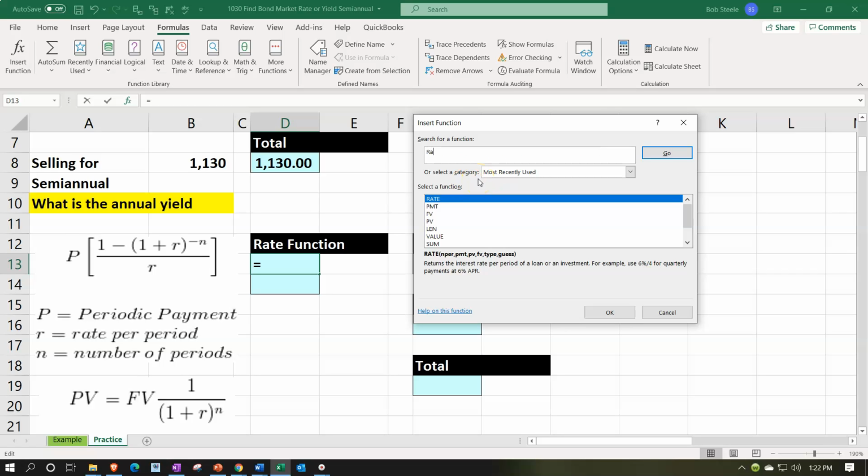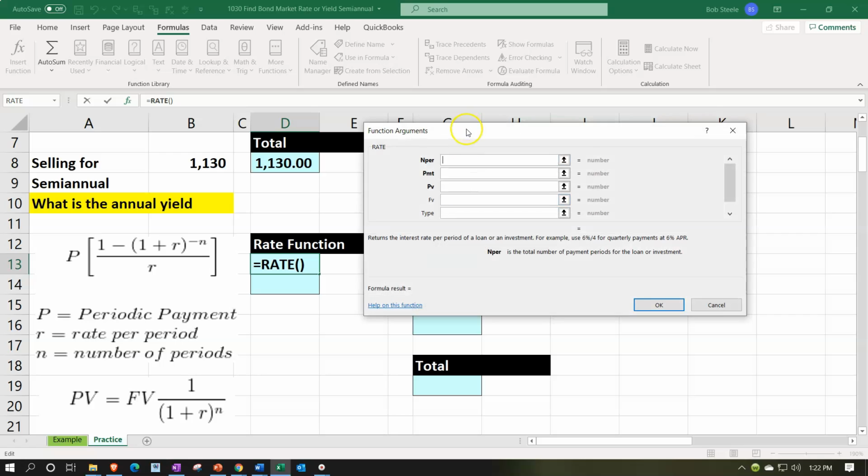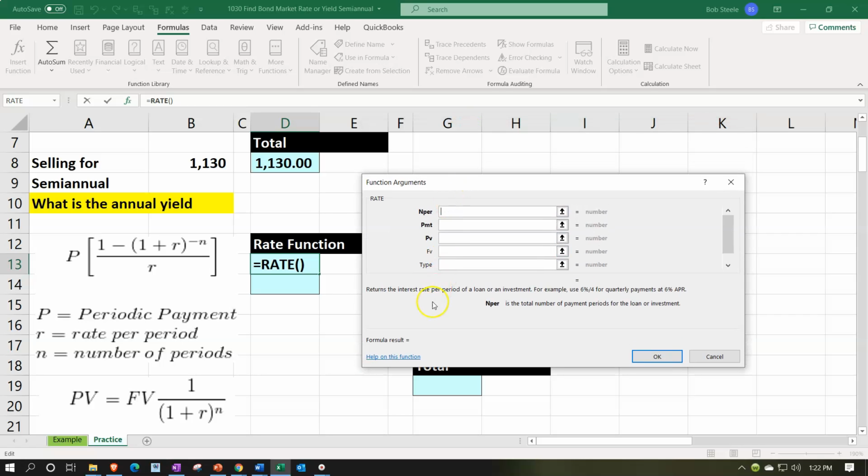If it's not there, you can type in rate and we're looking for the rate function. So now we have our dialog box, which gives us a little bit more information and it'll populate the answer down below as we do it. So if there is a problem, we can go down there and kind of pick it up.